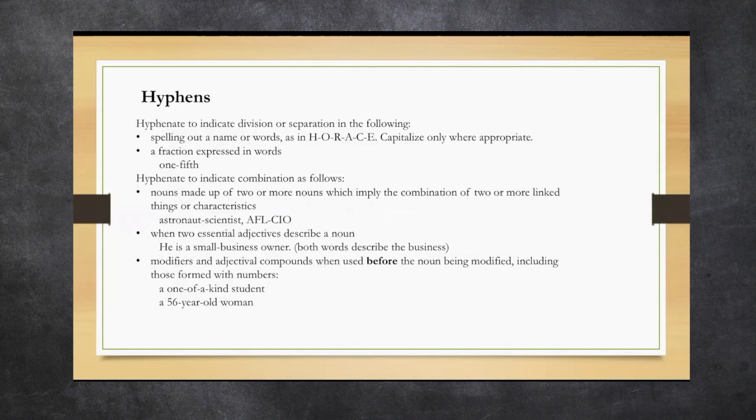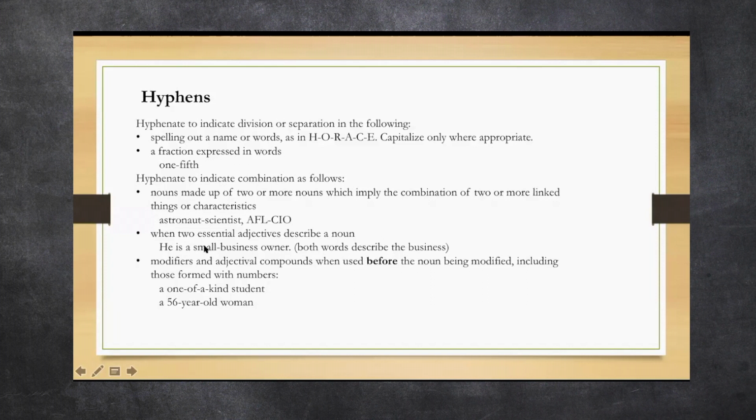Usually in certain instances, we'll ask the interviewee to spell out their name. So in these cases, we would have a capital. That's how you would do it. You would hyphenate when appropriate as well, with fractions expressed in words, to indicate nouns made up of two or more nouns, which imply the combination of linked things or characteristics, like an astronaut-scientist, AFL-CIO, when two essential adjectives describe a noun. So he is a small-business owner. They both describe the business.